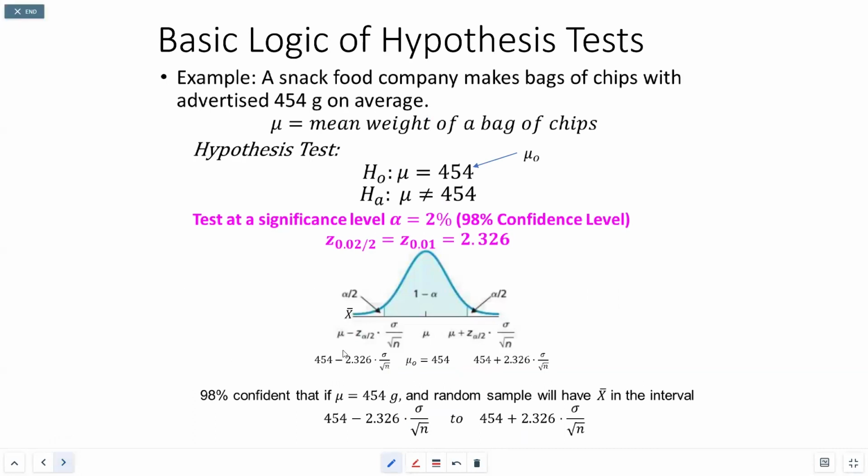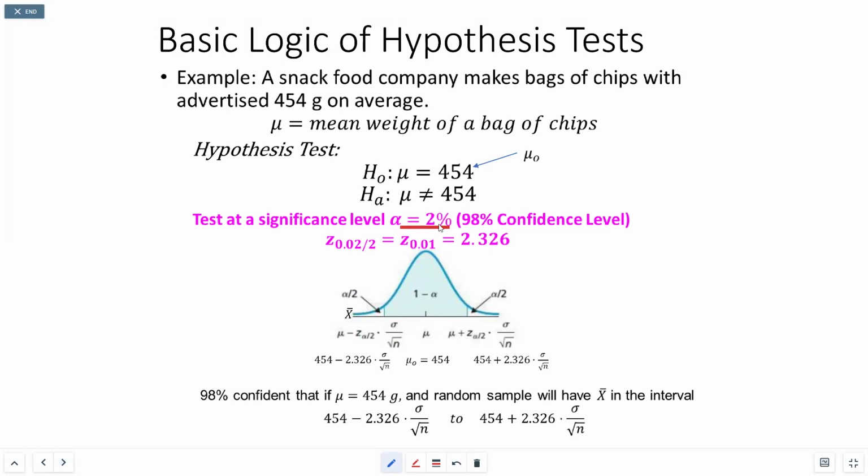At this point, don't worry about exactly understanding this formula for the confidence interval. You can go back and fill that in later. But right now, I want you to focus on the logic of hypothesis testing. So in this example, we've set up our alternative. Pretend you're part of this quality assurance group, and you want to test whether the mean is not equal to 454. And we're going to test this at a significance level of 2%.